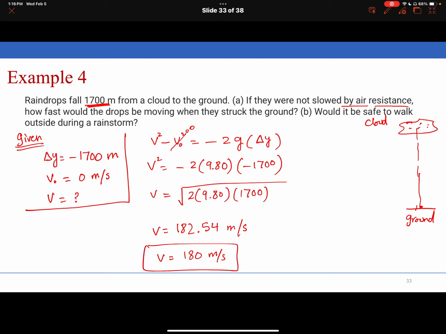That is a really, really fast speed. Question B says, would it be safe to walk outside during a rainstorm? Something hits you in the head going at a speed of 180 meters per second. That is very fast. But luckily, the mass of a raindrop is extremely small. So the impact is going to be minimal. You won't get hurt.